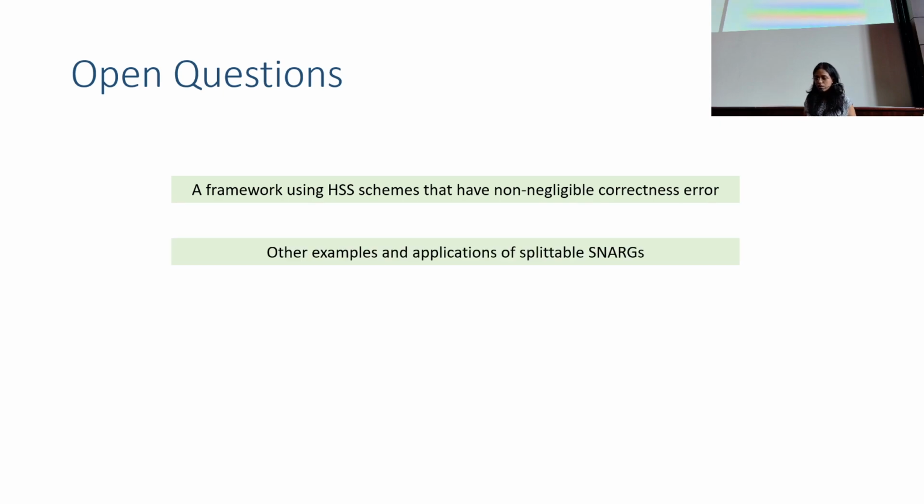The next open question would be to find other examples of splittable SNARKs. In our paper, we only show 2 examples, and we are hopeful that other linear PCP-based zero-knowledge SNARKs also satisfy these properties, but we haven't checked that yet. Also, finding other applications of these kind of splittable SNARKs that have these nice structural properties, I think could be interesting.